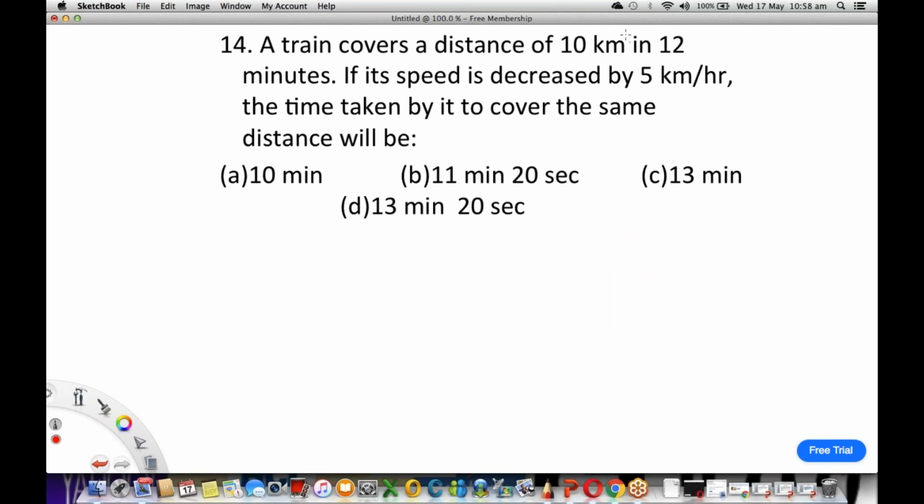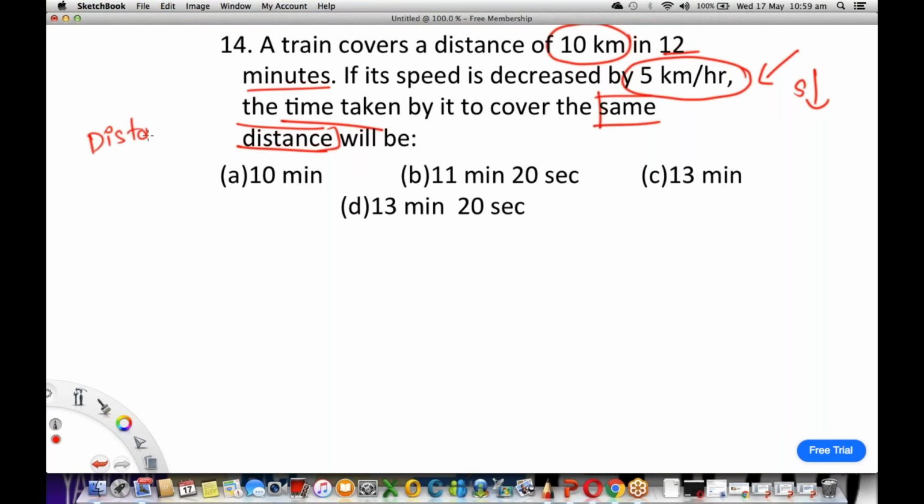A train covers a distance of 10 kilometers by taking 12 minutes. If its speed is decreased by 5 kilometer per hour, then the time taken to cover the same distance. So distance covered is same, so only the speed is varying. Because of variation of the speed, time also varies. He is asking what is the time.